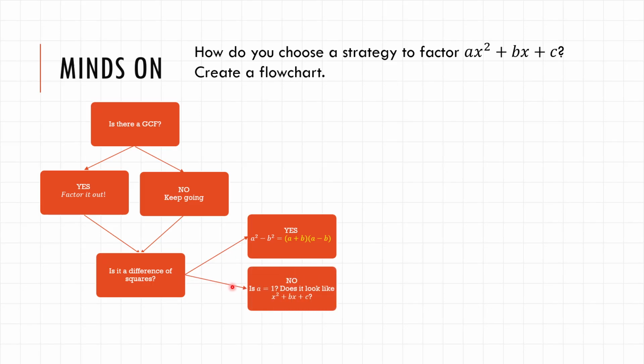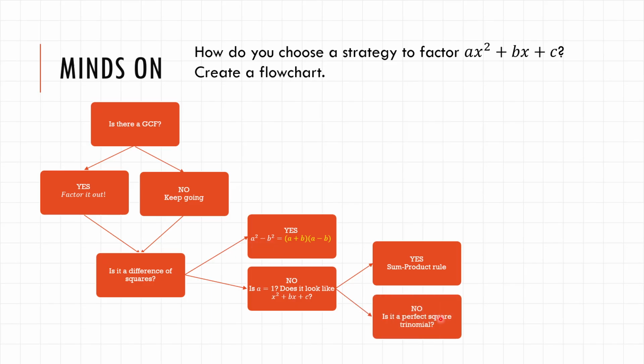So then I ask myself the question, okay, well, does it look like just x squared plus bx plus c? Is there no a value? Or in other words, is the a value equal to 1? If that is true, then I might try to use the sum product rule to factor that. But if it's not, if there actually is a number in front of x squared, then things start to get a little bit more difficult. It's not a difference of squares, excuse me.